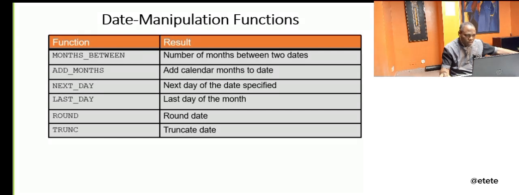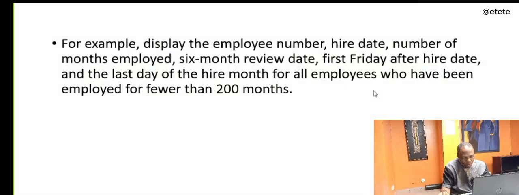Add month adds calendar months to the date. Next day is a function that will tell you the date of the next day. Last day will tell you the last day of that month. Round date and truncate date. You see this round date and truncate date. Now you see how the system will use this round and trunc in date formatting. Let's go into the system and see practically what happens.